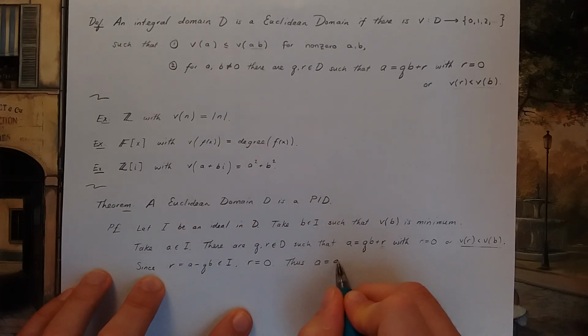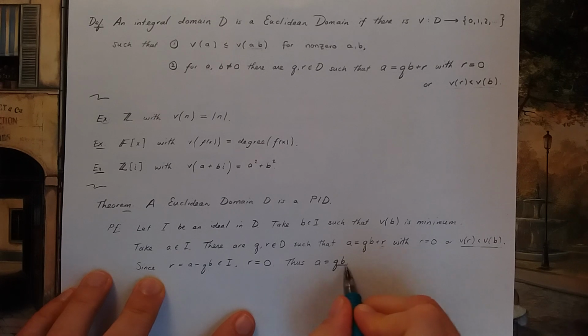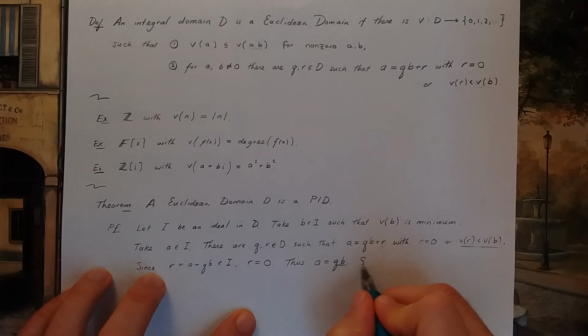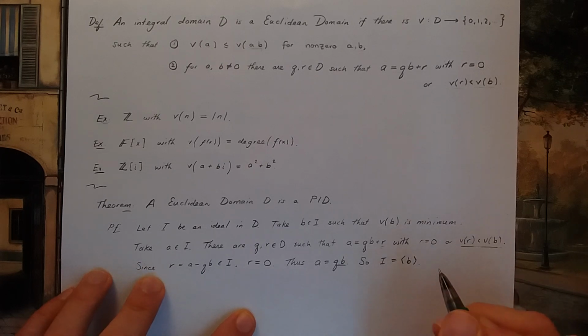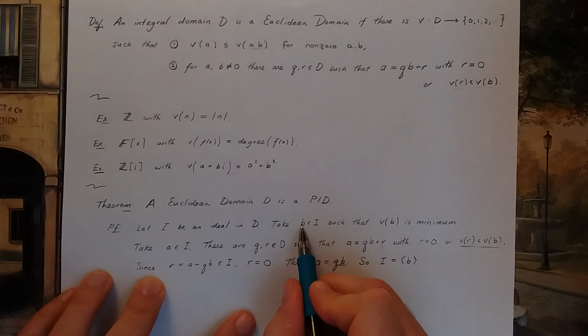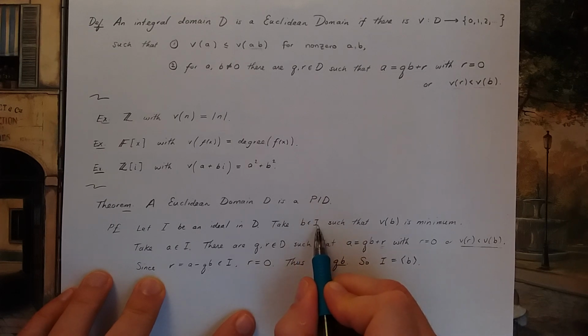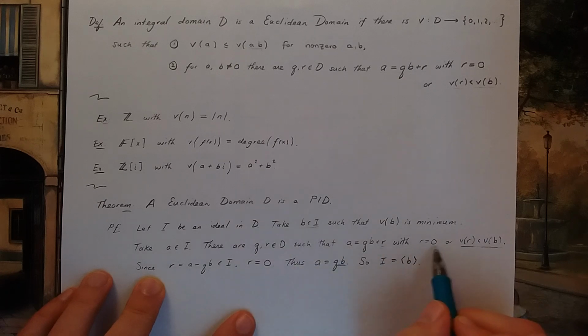A is Q times B, and what we've just shown is that if you take any element A in the ideal, it's a multiple of B. So the ideal is actually generated by B. Now looking back in the proof, I realize I should have taken B to be non-zero in the ideal. That's something maybe I should have set up here, because if B is 0 itself, then this argument doesn't quite work, but anyway, we're fine.